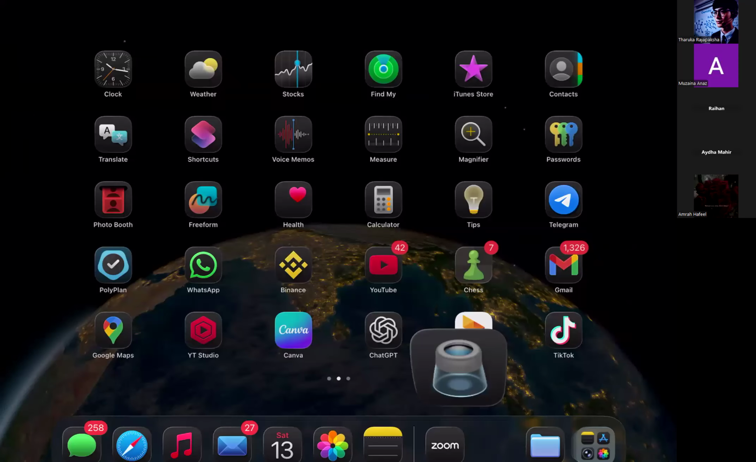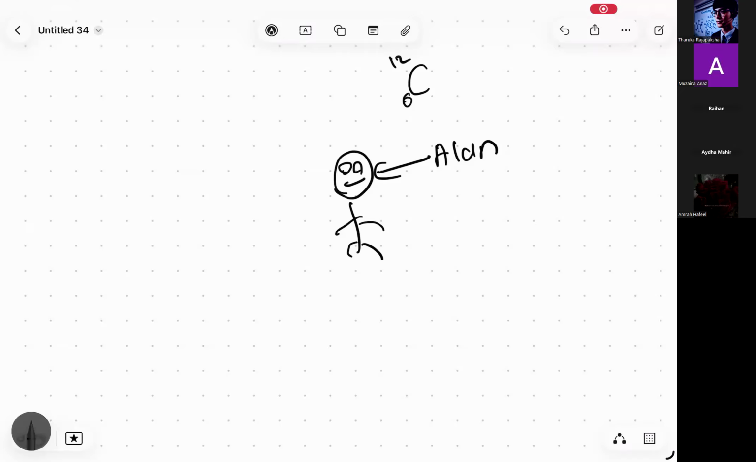Let's see. Okay, look here. Now people, listen. There is a student called Alan. This person is like the carbon-12 isotope. Everyone's mass is with respect to this Alan. Alan's mass is 50 kilograms.